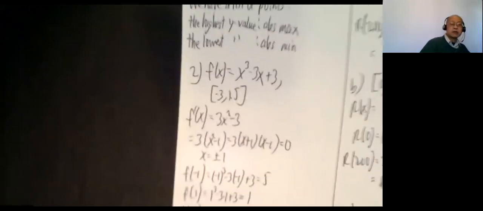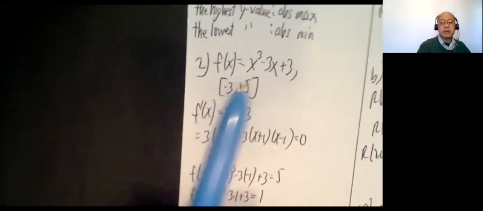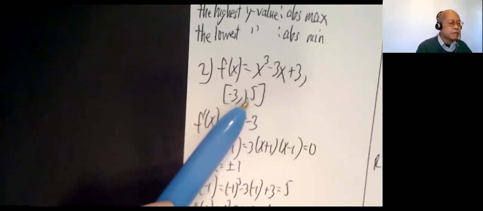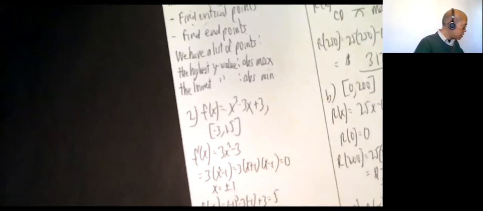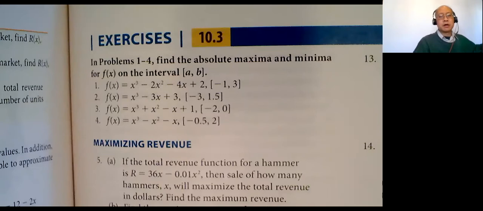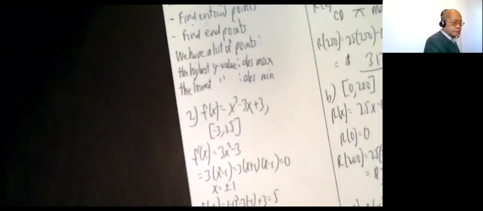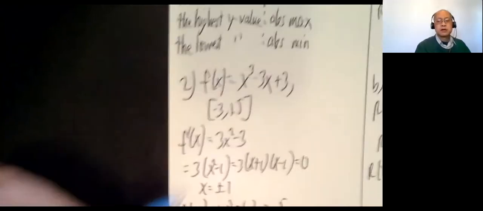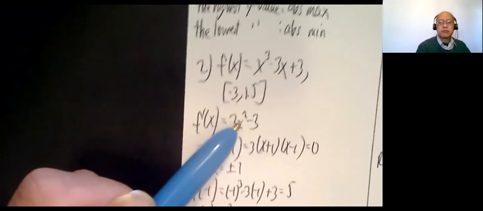All right, so f of x equals x cubed minus 3x plus 3. And the interval is from -3 to 1.5. Find the absolute maximum and minimum. Look at the directions again. Find the absolute maxima and minima on the closed interval. So they tell us to go from -3 to 1.5.